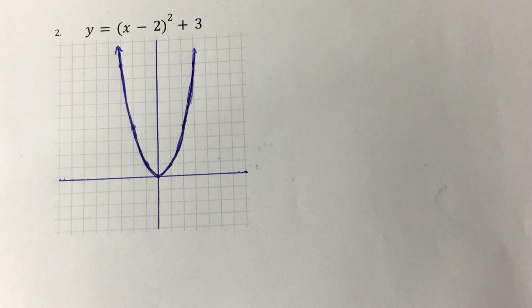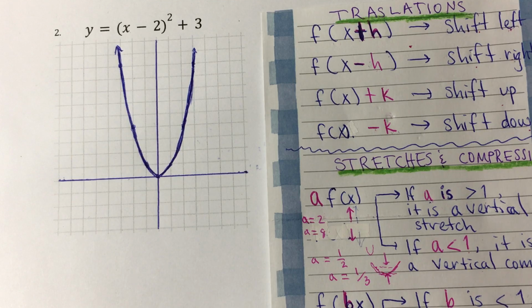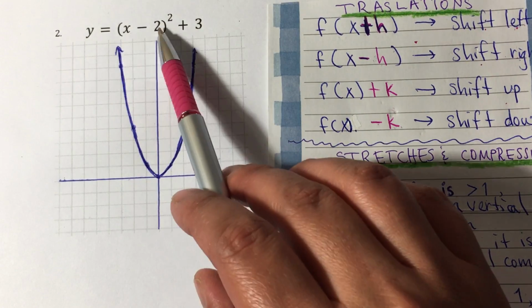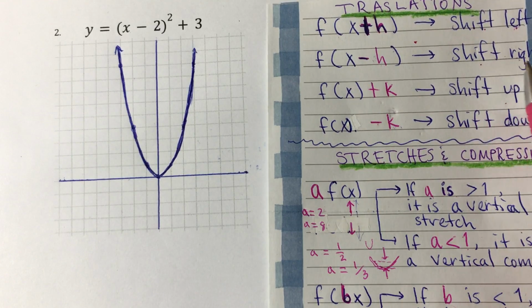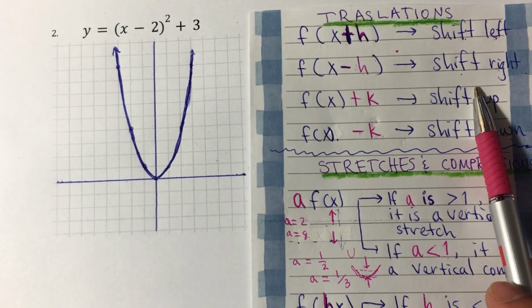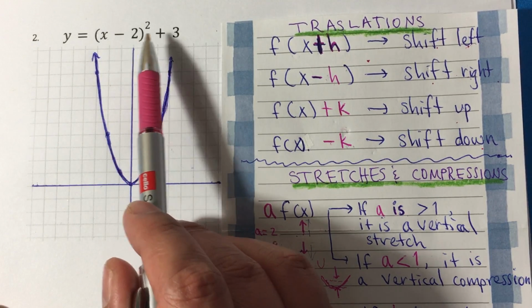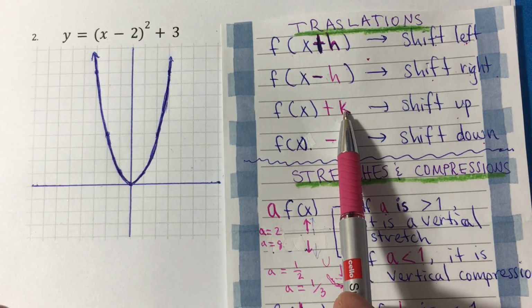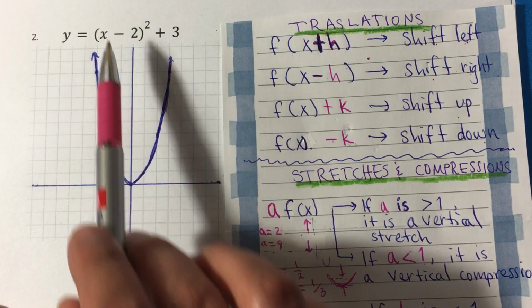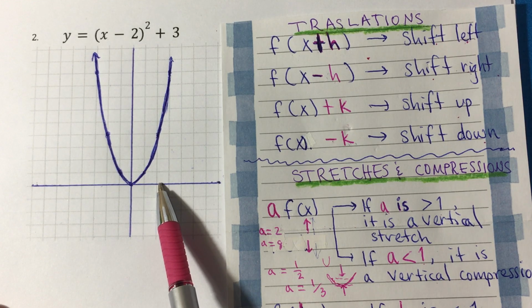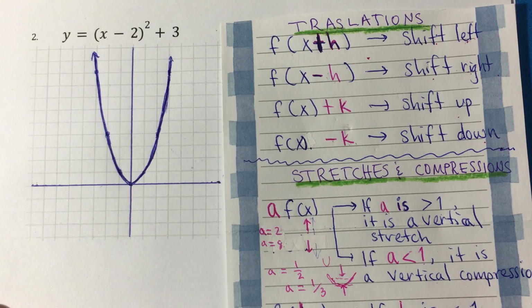Well, let's go to our page in here. We said that if we're subtracting inside of a parenthesis, it's going to shift to the right. And so, to the right 2 spaces, and if you're adding outside, it's going to shift up. So you have 2 transformations in here. You're moving it to the right 2 spaces and then up 3 spaces.